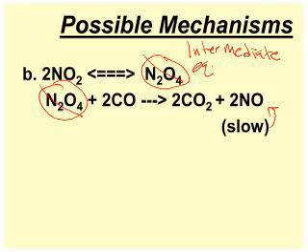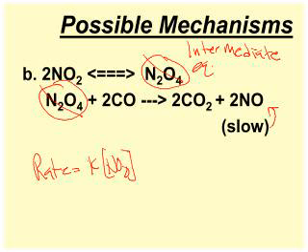So an equilibrium is a rate determining step, and a slow step is the rate determining step. That means the rate law for this one would be k[NO2] squared. That's good, but then I also need [CO] squared, which is bad. We don't want that in there, so that doesn't work.